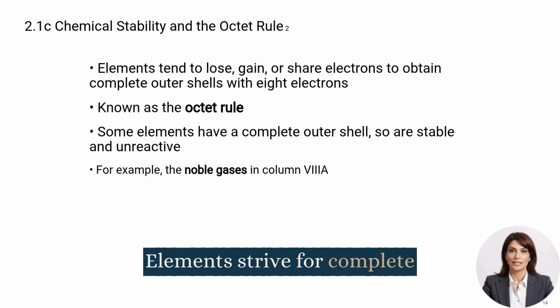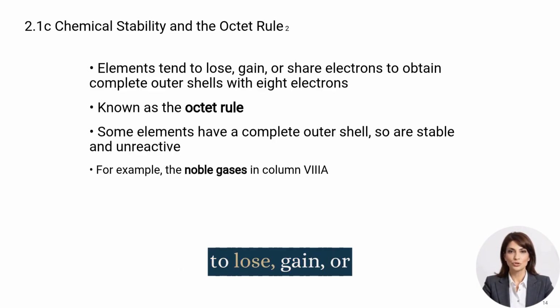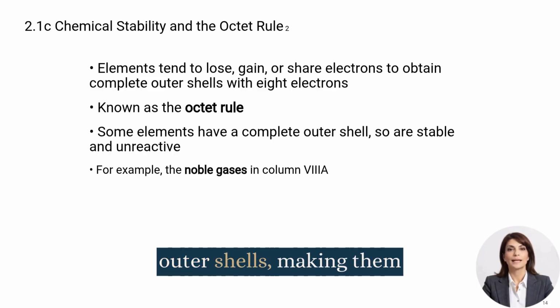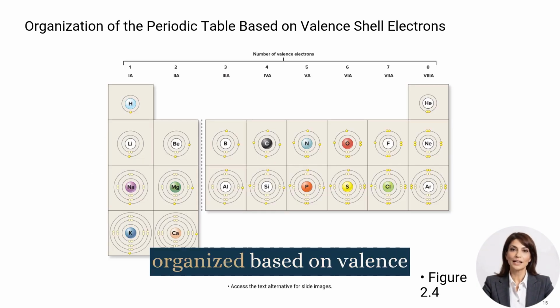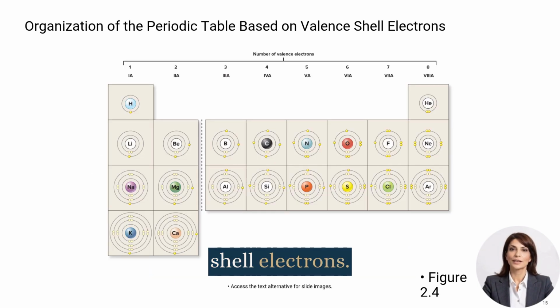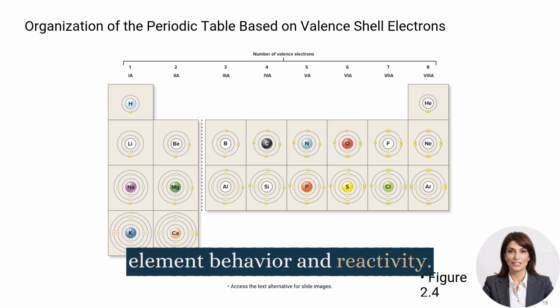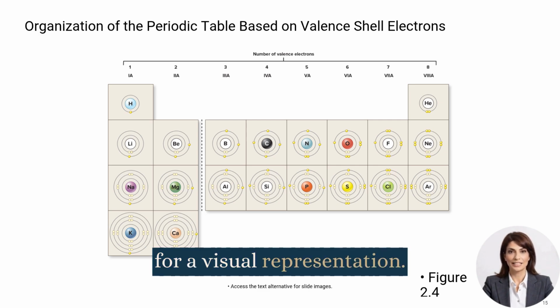Elements strive for complete outer shells with 8 electrons, following the octet rule. This drive leads them to lose, gain, or share electrons. Noble gases in column 8A already have full outer shells, making them stable and unreactive. The periodic table is organized based on valence shell electrons. This arrangement helps predict element behavior and reactivity. Refer to Figure 2.4 for a visual representation.